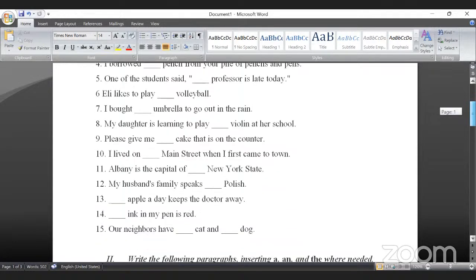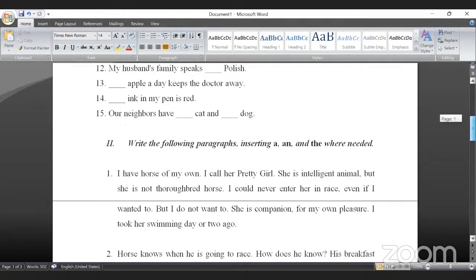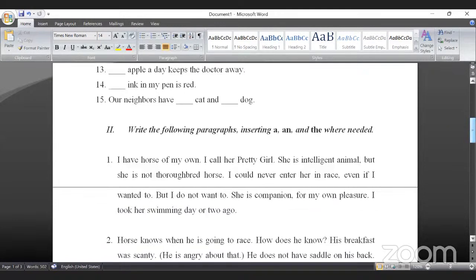Okay, the 13th one: an apple a day keeps the doctor away. An apple a day keeps the doctor. Then the 14th one: the ink in my pen is red. The ink. Why did we choose the there? Why do we need the there?